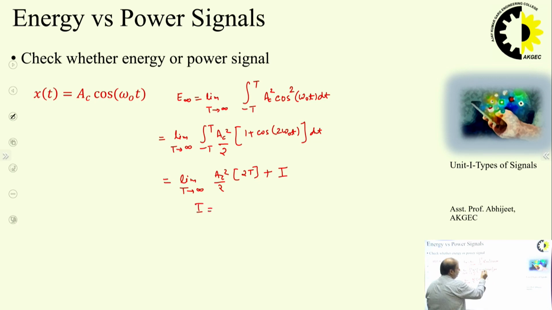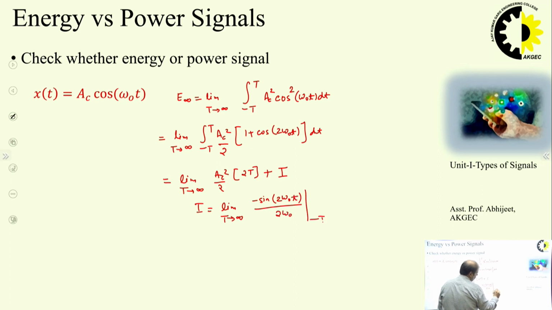What is I? I is basically the integration of cos, which is minus sine. So this I is the limit T tends to infinity of minus sine of 2 omega naught t divided by 2 omega naught, with the limits of minus T to plus T, which is going to be a finite entity. If we substitute T tends to infinity, it will not make it infinity since it is the argument of sine. So this entity I is finite. However, the first part has the 2T component, so if the limit T tends to infinity, it will not give me a finite value. This first component will tend to infinity.